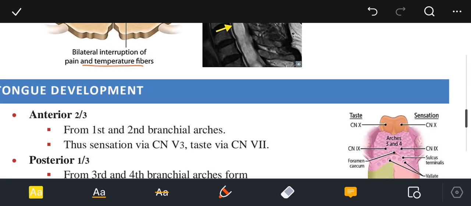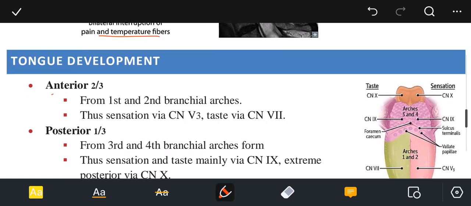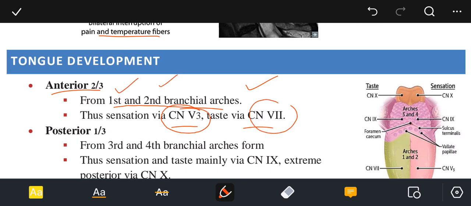So now let's come to the tongue development. The anterior 2/3 of the tongue comes from the first and second branchial arches. The sensation is coming via CN5-3 and CN7. That also makes sense because CN5, the trigeminal nerve, is the nerve of the first branchial arch, and the facial nerve is the nerve of the second branchial arch.